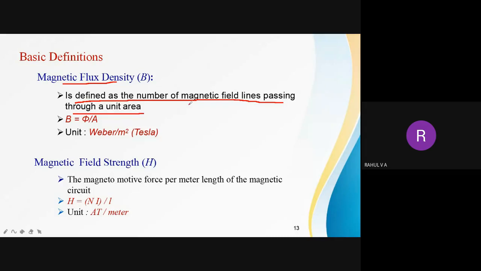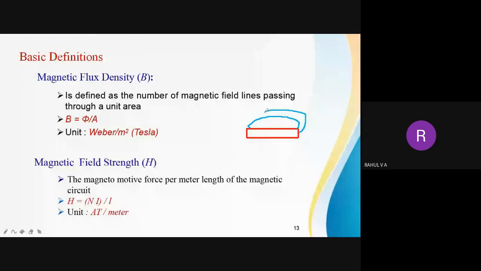So it is nothing but B is equal to flux divided by area, the total area. Suppose, for example, there is a magnet and flux lines are flowing like this.